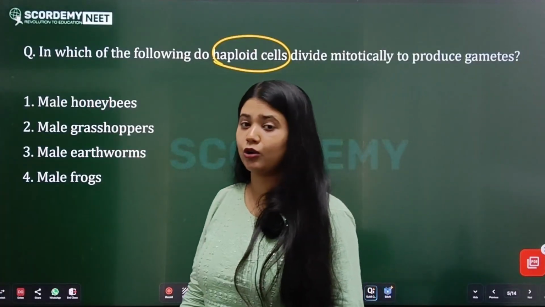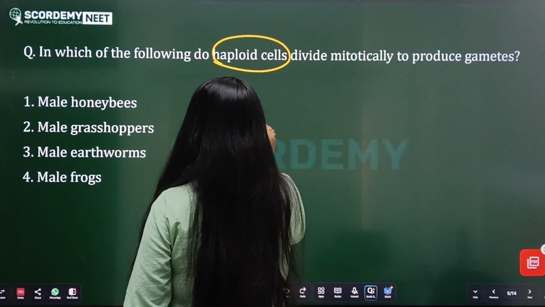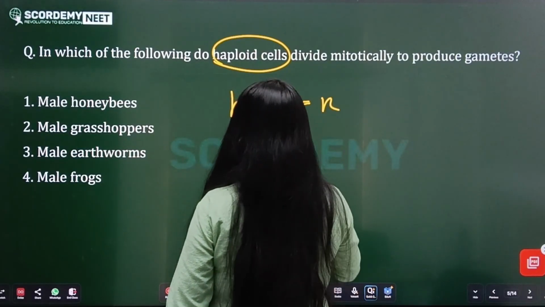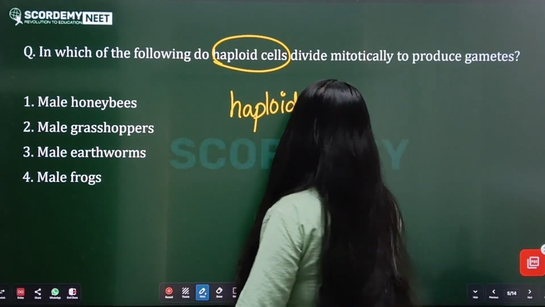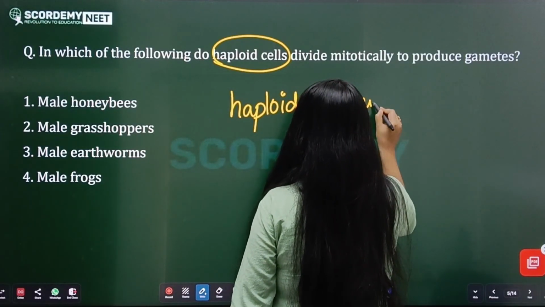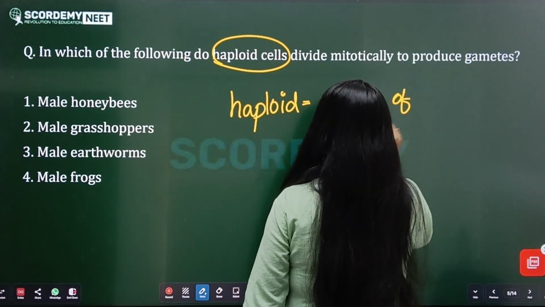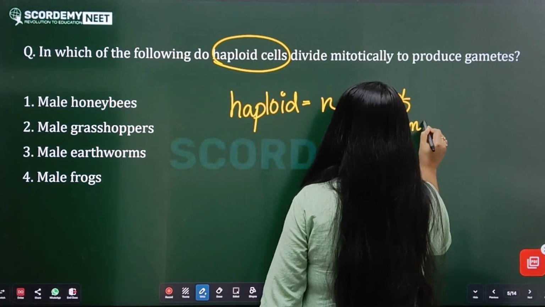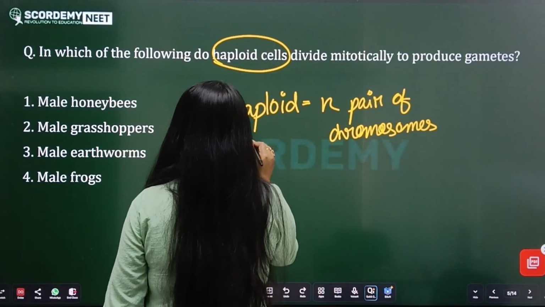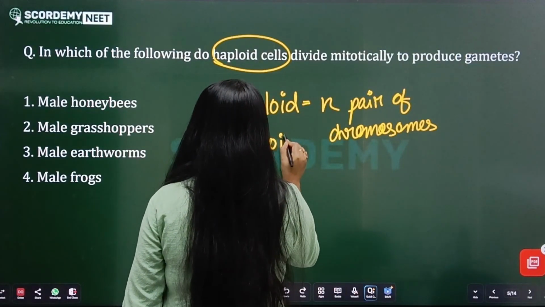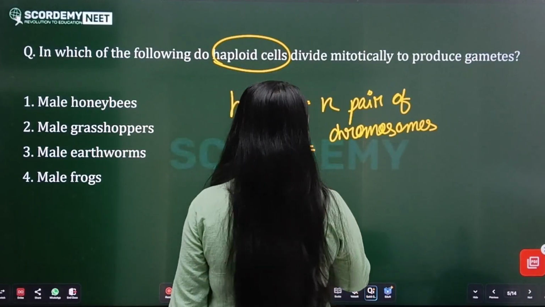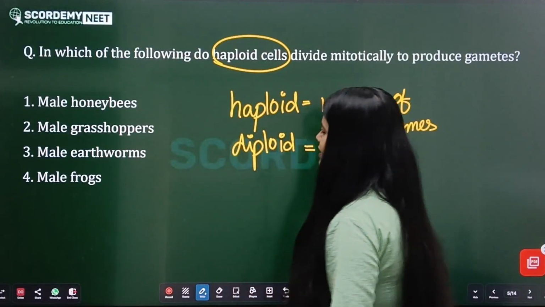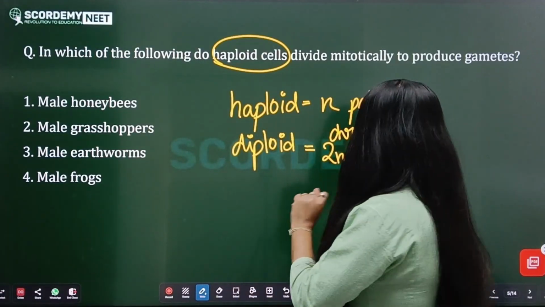Haploid, diploid, we all know. Haploid is denoted by n pair of chromosomes. And diploid is denoted by 2n. That means in diploid organisms you will find 2n pair of chromosomes.